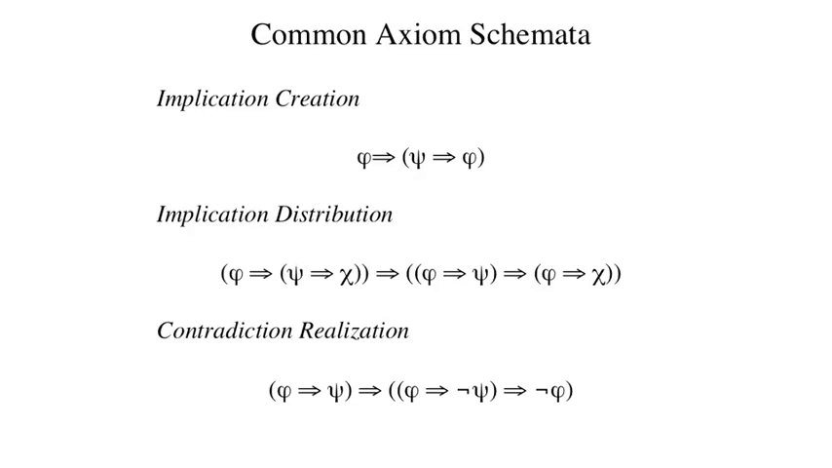Here are some common axiom schemata. The schema we just saw is called implication creation. The implication distribution axiom schema allows us to distribute one implication over another. If a sentence phi implies that psi implies chi, then if phi implies psi, then phi implies chi. The contradiction realization axiom schema permits us to infer the negation of a sentence if the negation of that sentence implies some sentence and its negation.